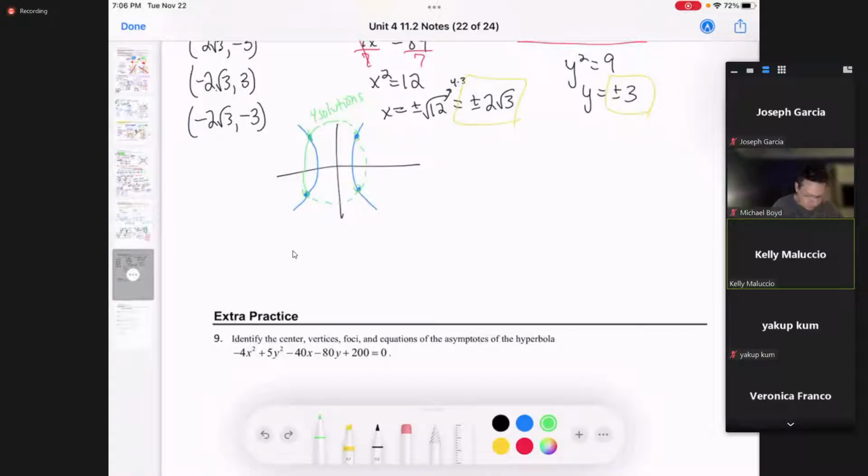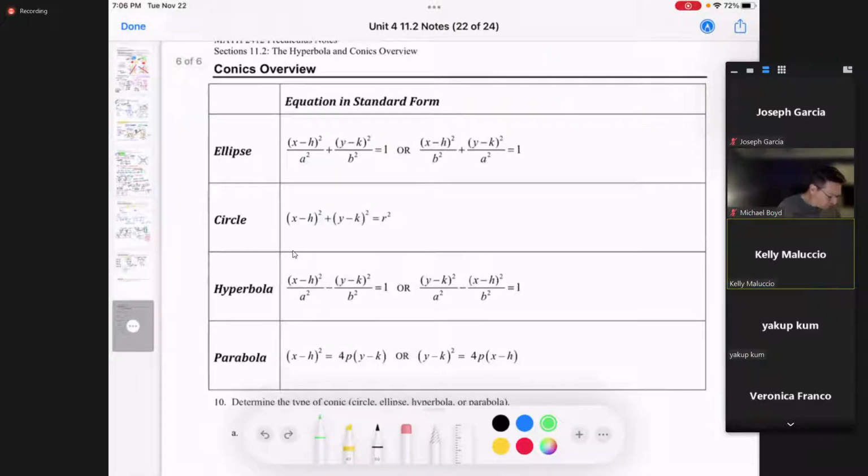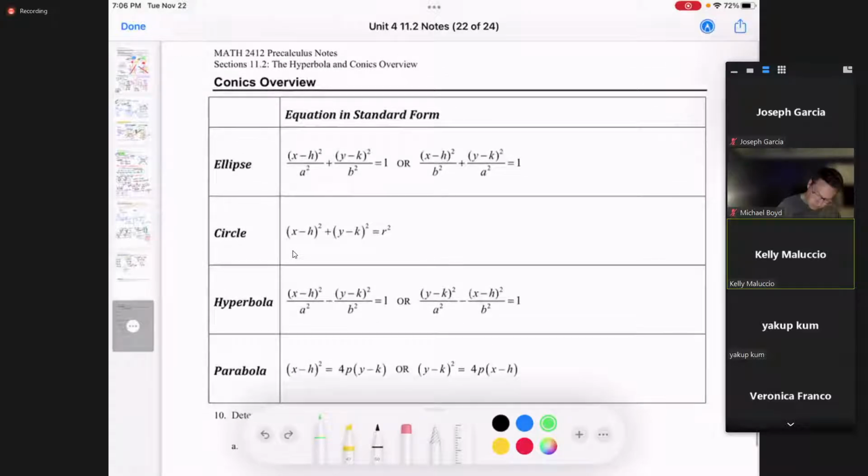So I just want to talk about this last page, and then I'm going to try to join back on the Zoom for the next section. So this last page is just over. Oh yeah, go ahead.